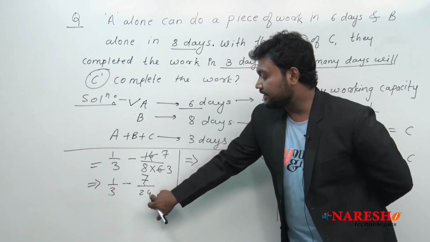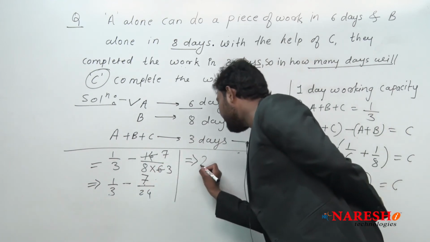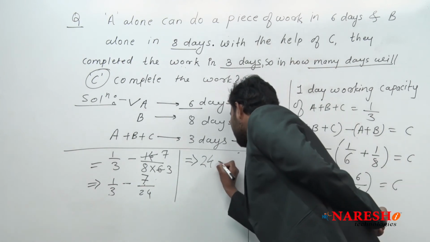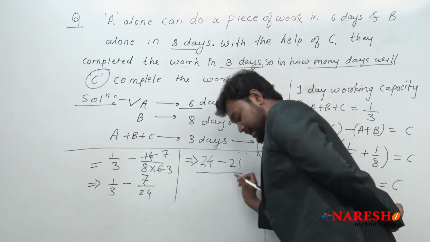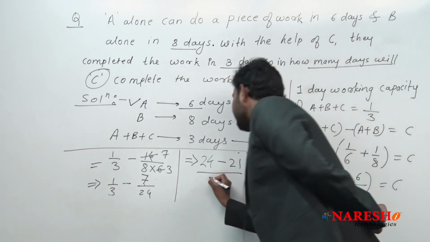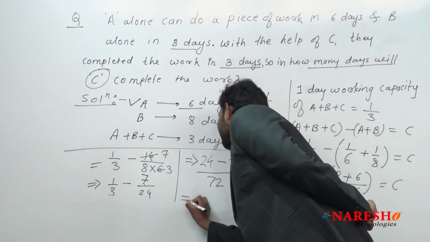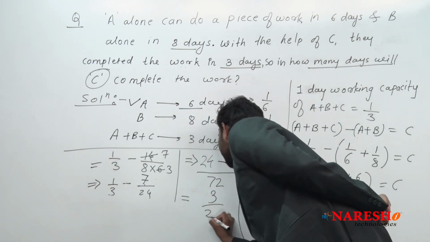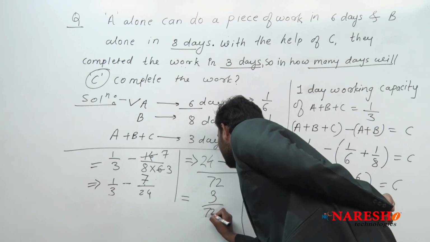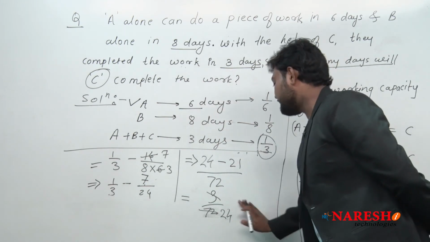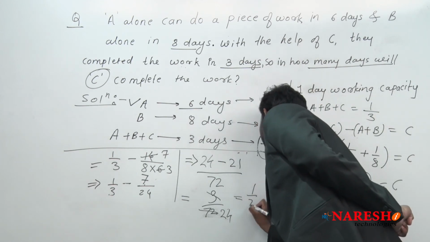24 into 1, as 24 would be there, minus 3 into 7. 7 3s are 21, divided by 3 into 24, that is 72. Now what we will get: 24 minus 21, it would be 3 upon 72. Now 3 ones are 3, 3 24s are 72. So what is our answer? That is 1 by 24.